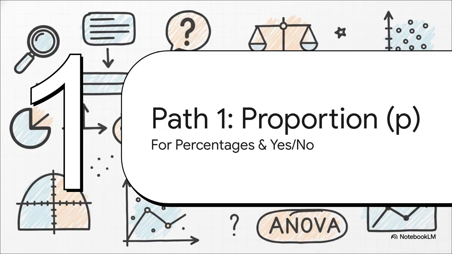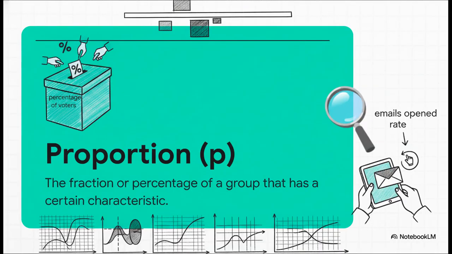All right, so let's walk down that first path. This is your go-to when your data isn't numbers on a scale, but stuff that fits into buckets, like yes or no, pass or fail. When your question is all about the percentage of a group that has some kind of characteristic, you're on the proportion path. So what exactly is a proportion? It sounds kind of technical, but it's really just a fancy word for a percentage or a fraction. Think about the percent of people who vote for someone, the fraction of your emails that actually get opened, or the click-through rate on a new ad. All of those, they're proportions.